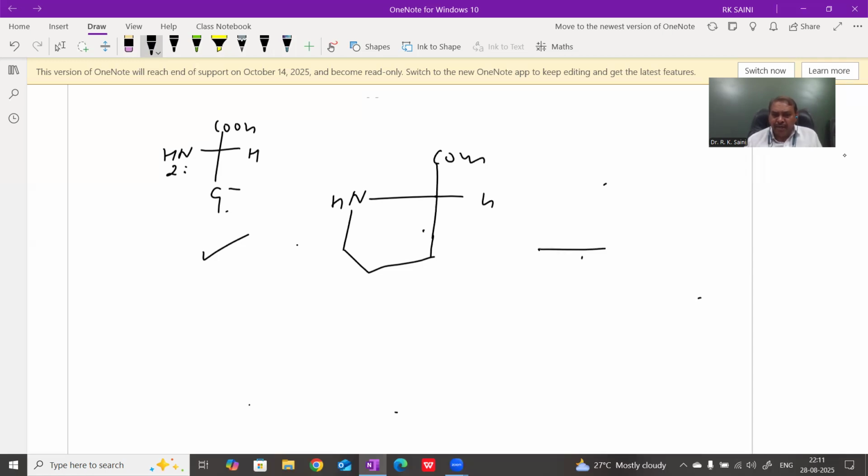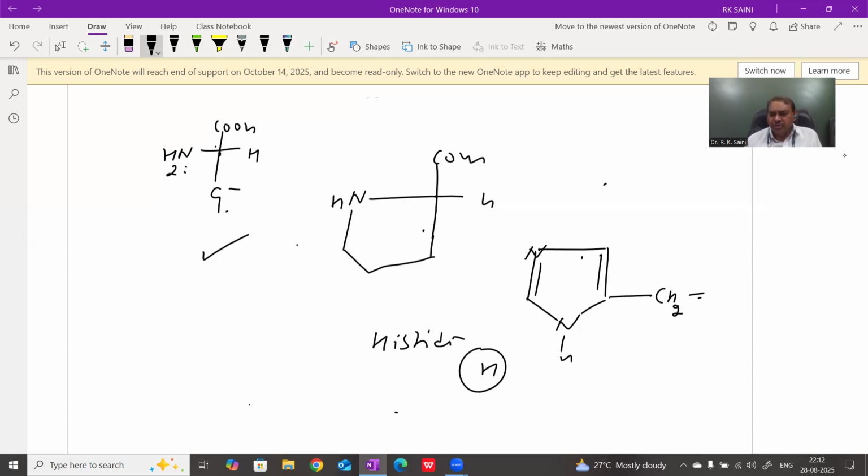Histidine is also a heterocyclic compound in which the ring is nearly pyrrole type. NH, resonance is there, and this free valency is attached to the carbon chiral center. It is known as histidine, denoted by the single letter code H. It is also slightly acidic, pH nearly 6, histidine.